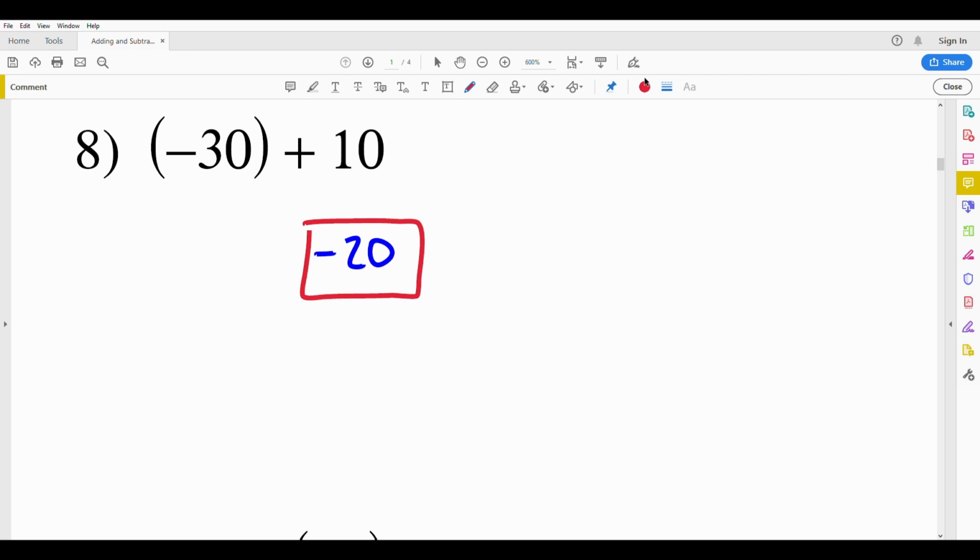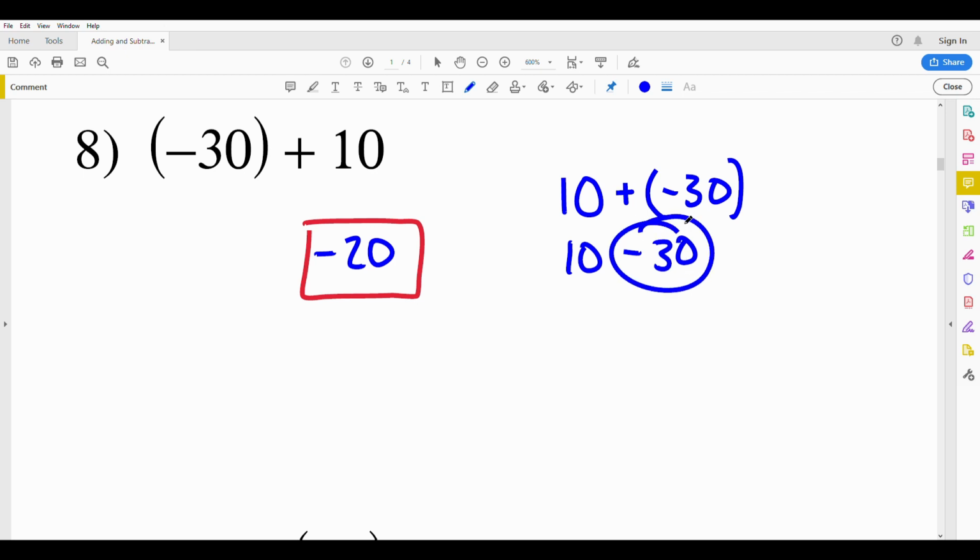And again, you could rearrange this to write it as 10 plus negative 30. And 10 plus negative 30 is the same as 10 minus 30. So starting with 10, if we take away 30 from that, well, taking away 10 from 10 would give us 0, and then we'd still have to take away another 20 to take away a full 30, to give us negative 20.